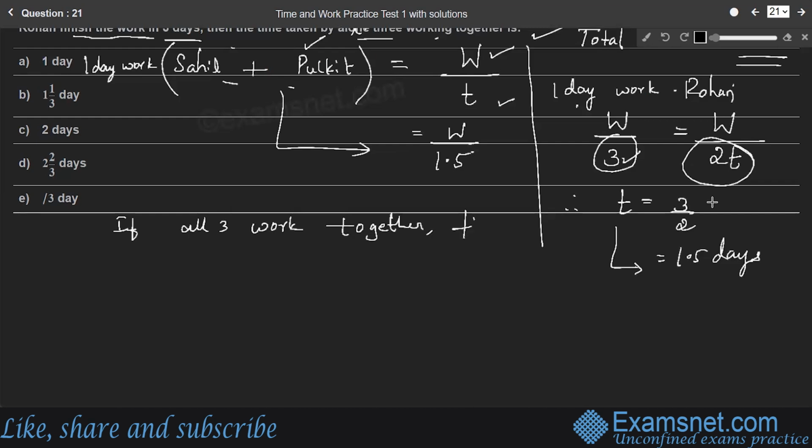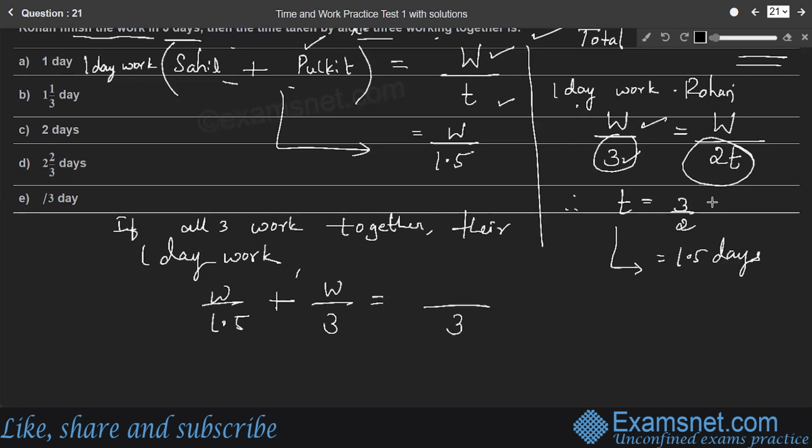Together, their one day work becomes, so one day work of Sahil and Pulkit is W by 1.5 plus one day work of Rohan, which is W by 3, which is already given, because he takes 3 days of time to complete the whole work. So what is their one day work? W by 1.5 plus W by 3.